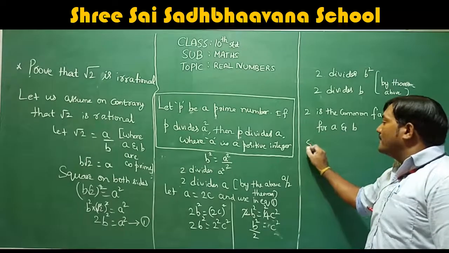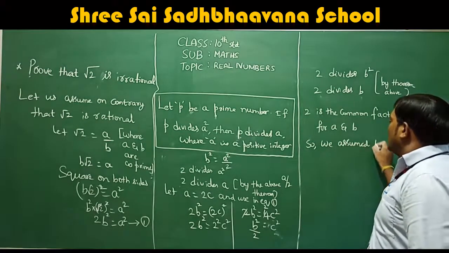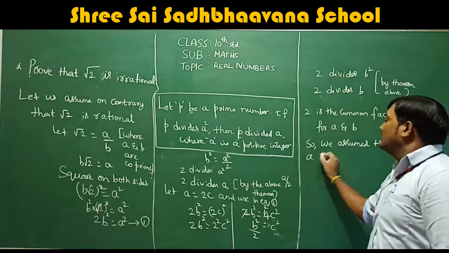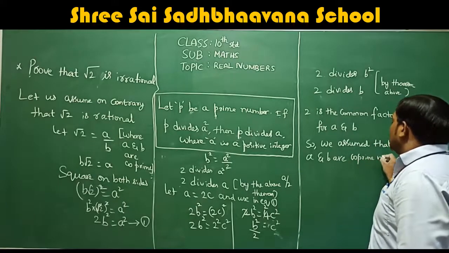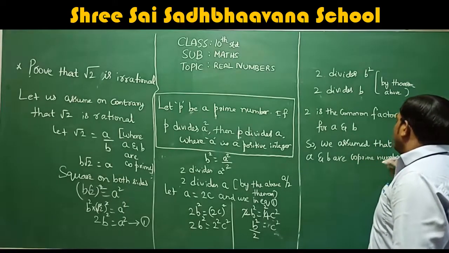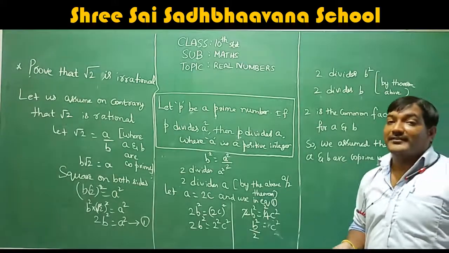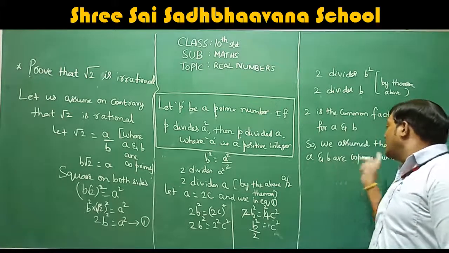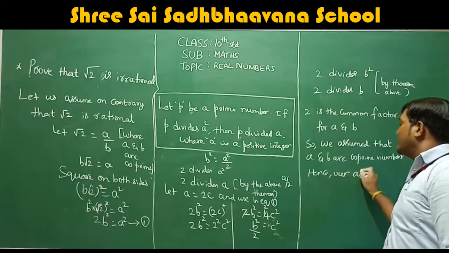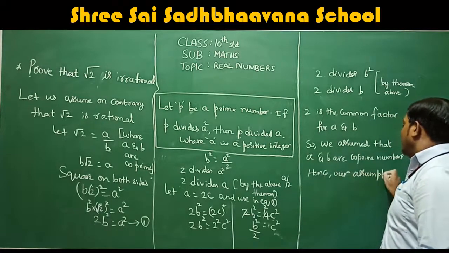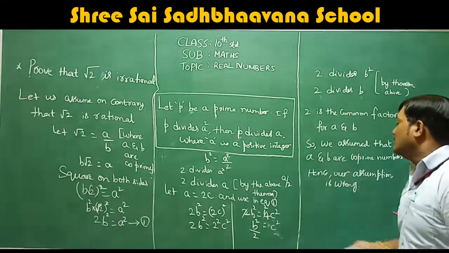We assumed that a and b are co-prime numbers, because we should not get any factors apart from 1 and itself, but we are getting 2. Hence our assumption is wrong, correct? Hence our assumption is wrong. Whatever assumption we did, that is wrong.